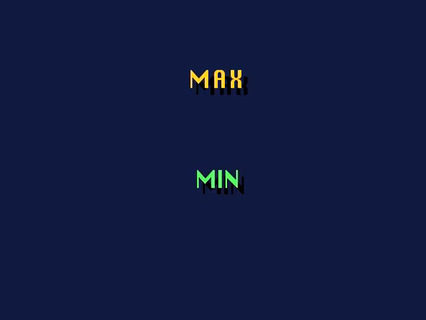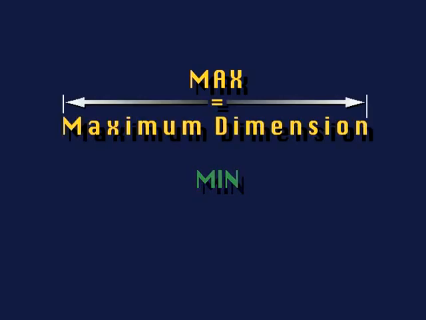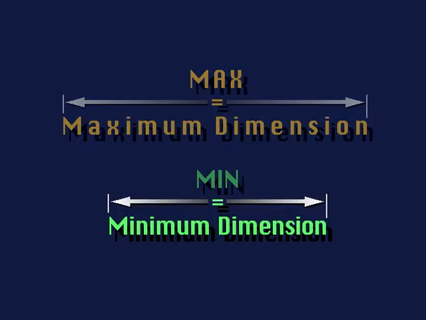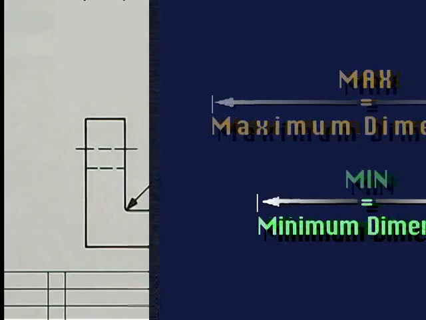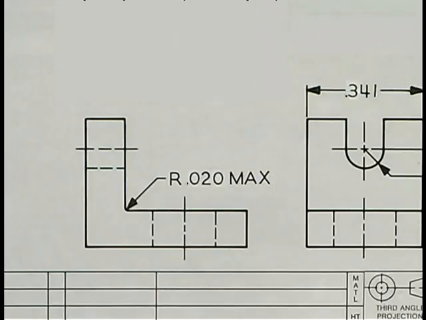The letters MAX and MIN may also appear. MAX refers to a maximum dimension, while MIN refers to a minimum dimension. For example, this print calls for a maximum radius of 20 thousandths on this corner. The value may be less than 20 thousandths, but not more than 20 thousandths.